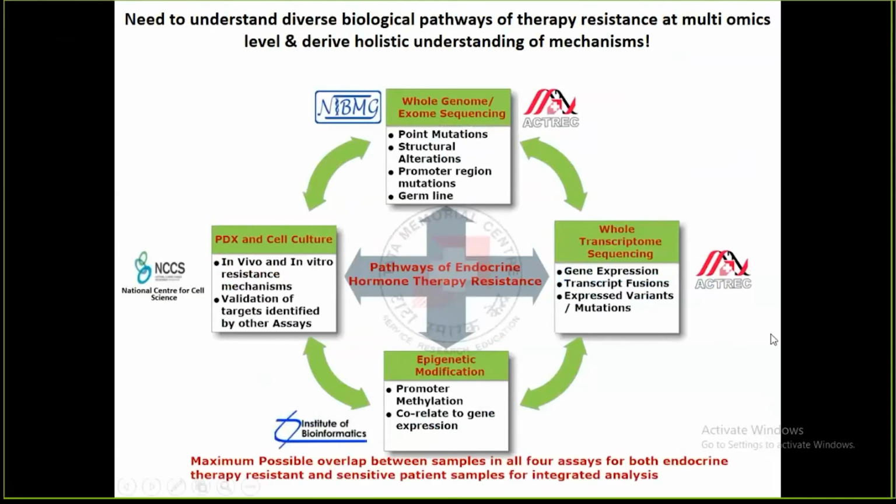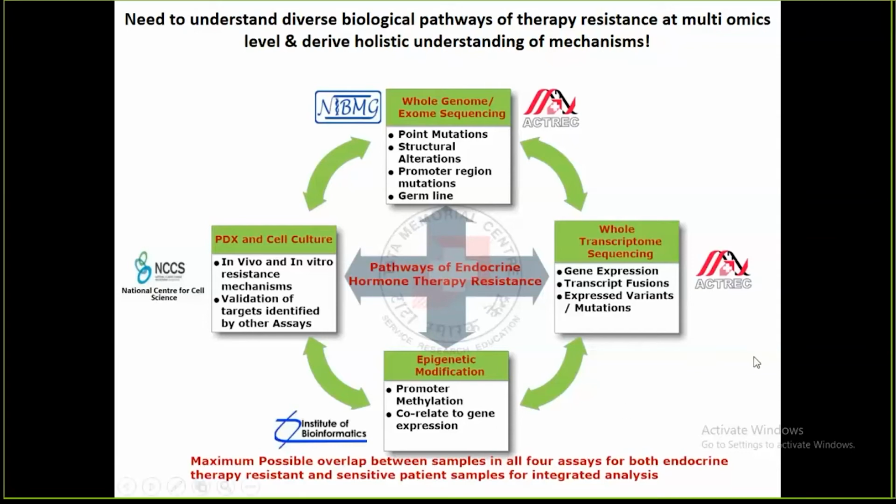The study envisages to understand diverse biological pathways of therapy resistance at the multiomics level to derive a holistic understanding of mechanisms. As mentioned earlier, whole genome and exome sequencing pertaining to point mutations, structural alterations, promoter region mutations, and germline variants are carried out both at NIBMG and ACTRAC. Whole transcriptome sequencing encompassing gene expression, transcript fusions, expressed variations, and mutations are being carried out at ACTRAC.